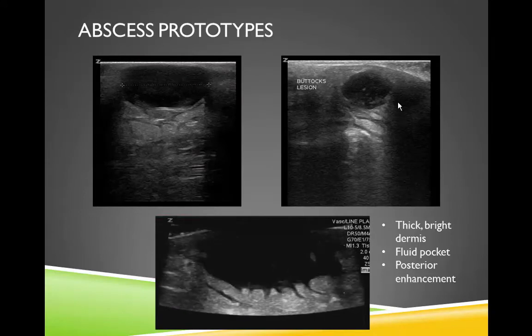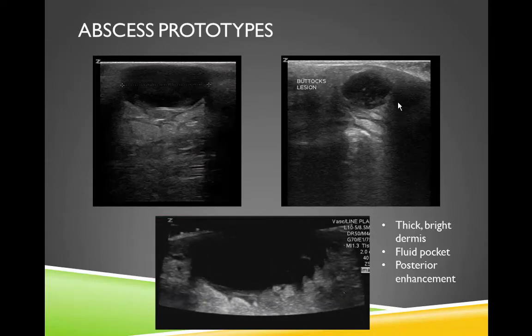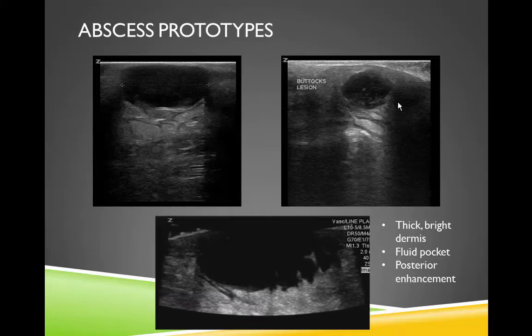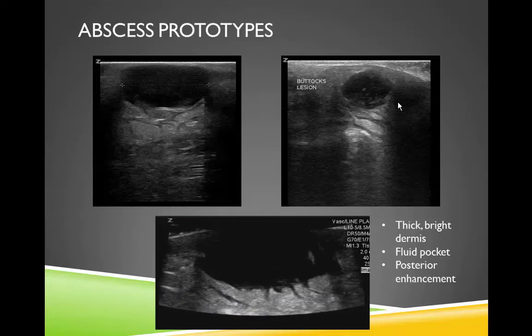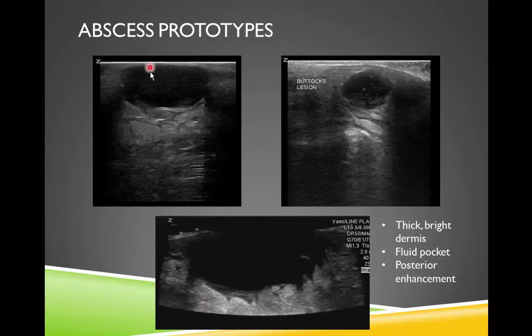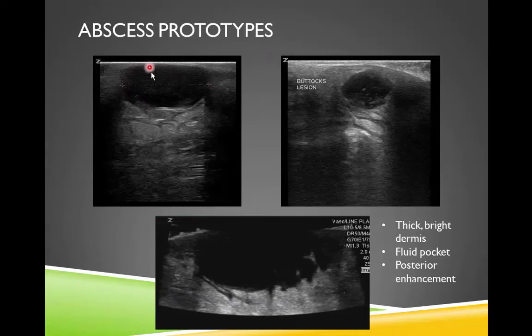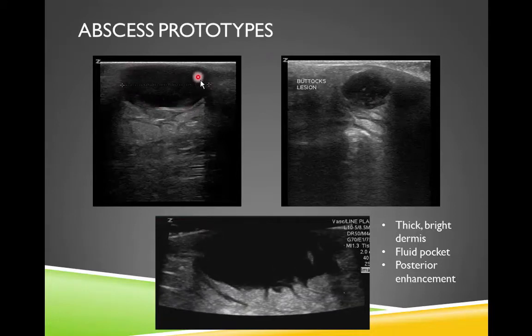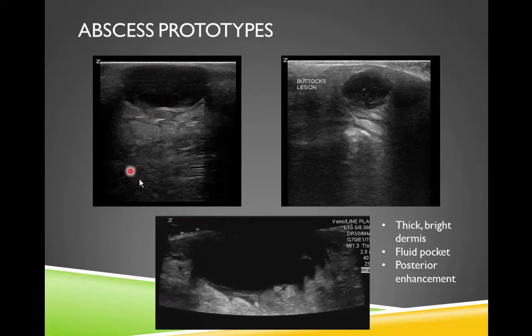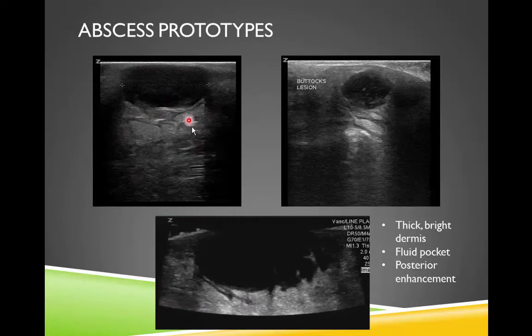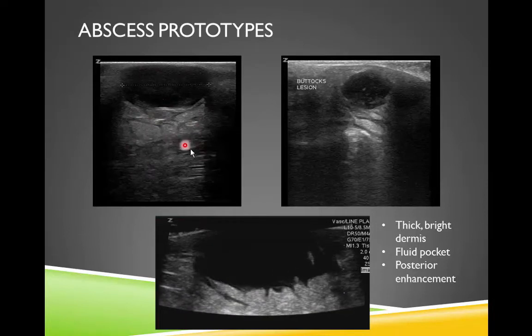And then with an abscess, what you might see are some of these things, and these are what I would consider prototype abscesses. You have a well circumscribed fluid collection. Remember, fluid usually appears more black on ultrasound. You've got posterior acoustic enhancement where everything behind looks a little bit brighter white.